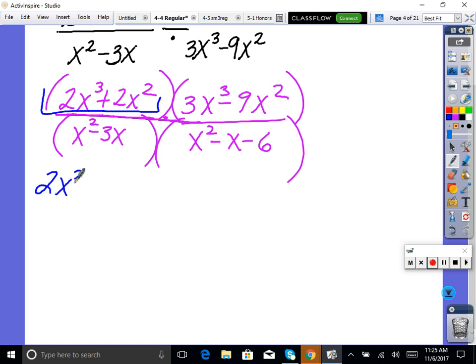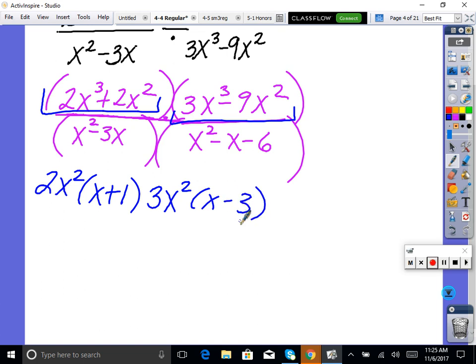Pull out a 2x squared out of this group. Left is x plus 1. What would I pull out of this group? It's 3x squared, and then left is... Now careful, don't confuse this. This is all multiplication. So wouldn't it be prettier to put this in front and this in front? So 6x to the 4th times x plus 1 times x minus 3.